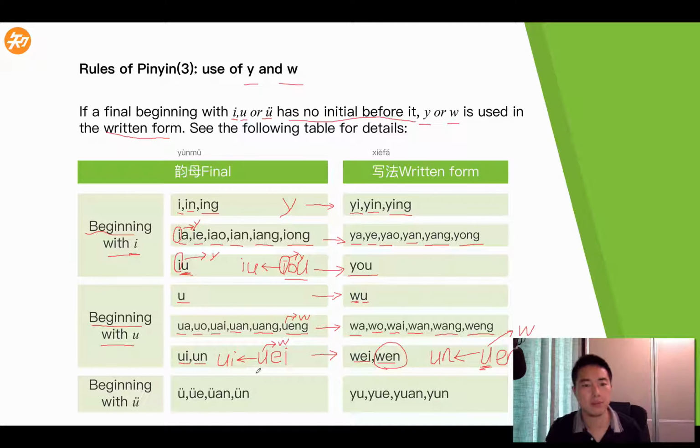Okay, the third big group is the finals beginning with the ü sound. For them, we're going to add the initial Y before it and remove the two dots of ü, so it becomes like this. The first one is ü and becomes yu, üe becomes yue, üan becomes yuan, and ün becomes yun. Okay, so these are the rules for the use of initial Y and initial W.